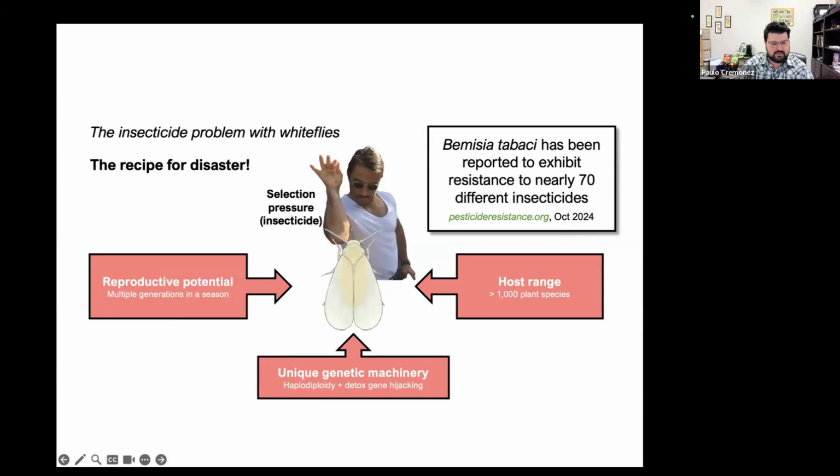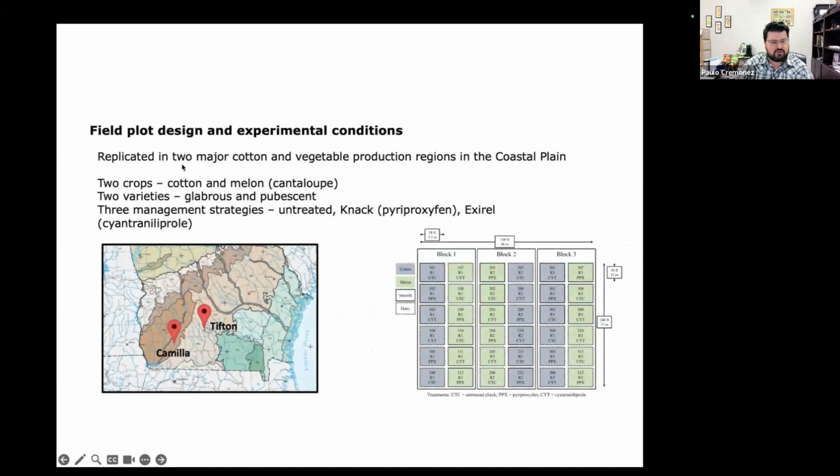I just want to pass through this very quickly to show one experiment with cucurbits that we have, just to see basically what was the dynamics of cucurbits planted alongside cotton, and to see two different varieties. So basically, in this case, I used cantaloupe, and we used cotton with glabrous and pubescent leaves, basically smooth or hairy leaf varieties, in 3 different management strategies: untreated, treated with Neck, and treated with the diamide Exirel.